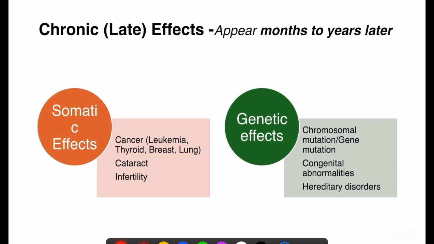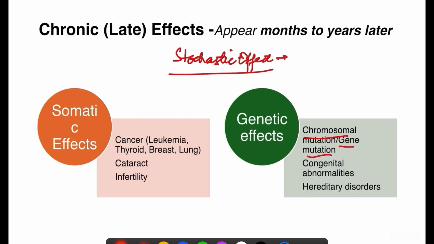Chronic or late effects appear after months to years. They can be either somatic effects or genetic effects. In somatic, we have different types of cancers like leukemia, thyroid, breast or lung cancer. It can cause cataract or infertility. In genetic effects, it can lead to chromosomal mutation or gene mutation that can lead to various congenital abnormalities or hereditary disorders. So the chronic effects can be either deterministic effects, which we have read earlier, or it can be stochastic effect.